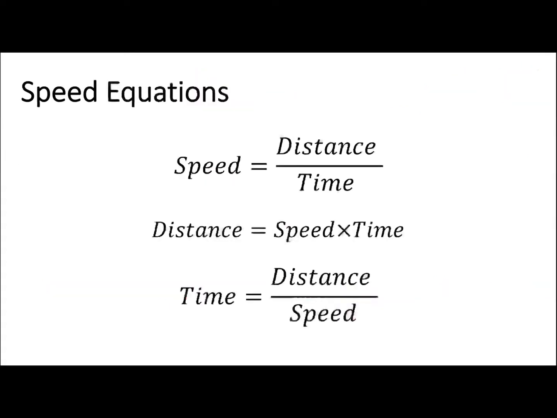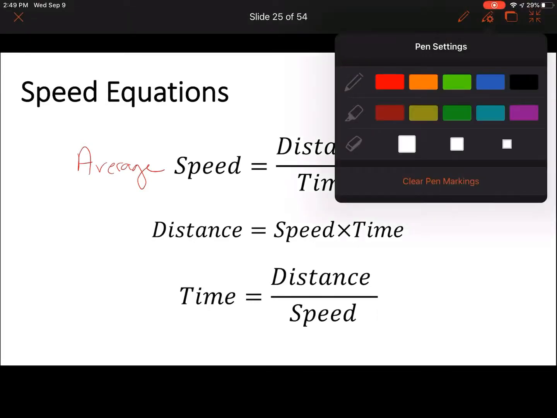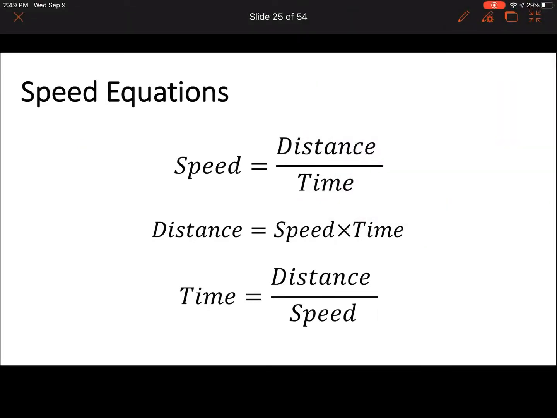We can see that in our equation here: speed is distance over time. This is really giving us average speed. It's just distance divided by time. If I wanted to rearrange this equation, how would we do that? I could just multiply both sides by time, multiply both sides by t. We would get that distance is speed times time.